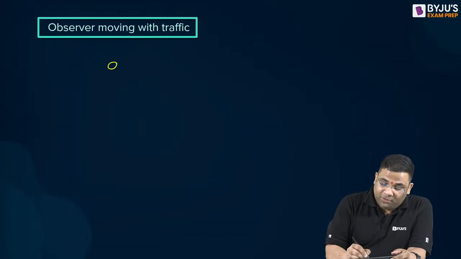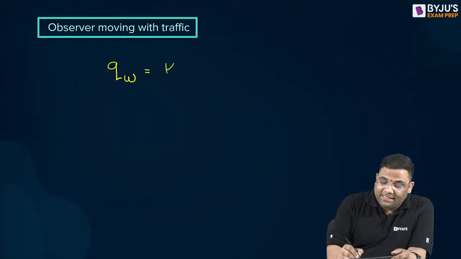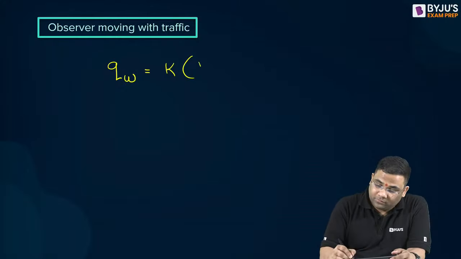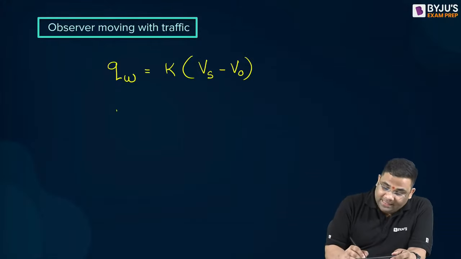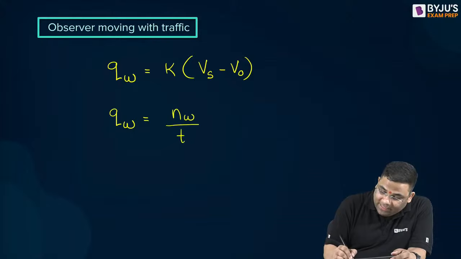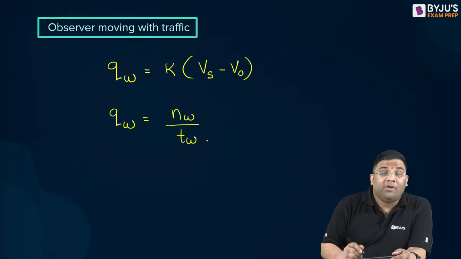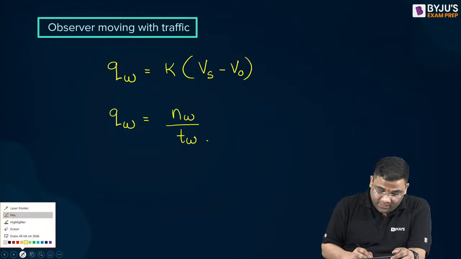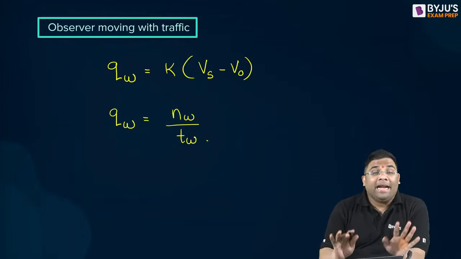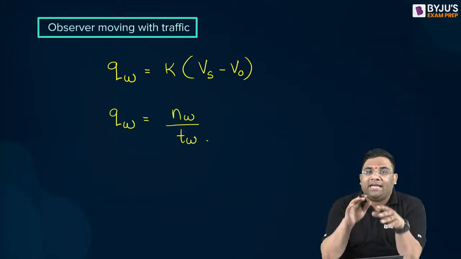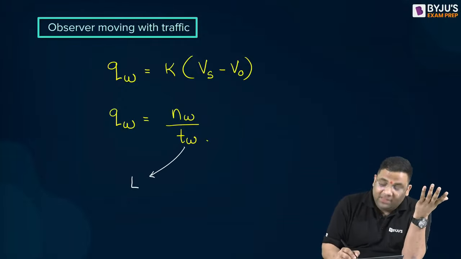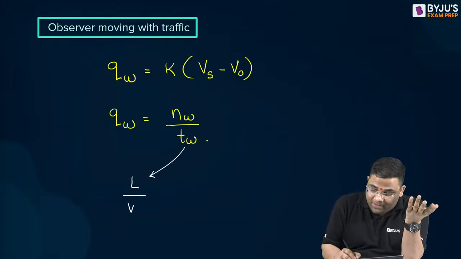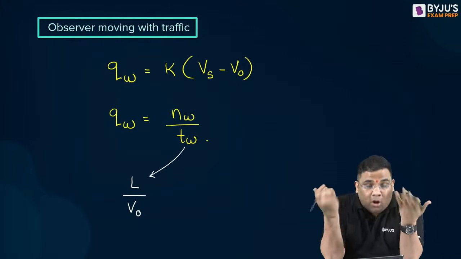First formula was density into VS minus V naught. And then NW by TW, which applies when you're moving with the traffic. TW was the time of observation when you're moving with the traffic, and that was the length for which the observation was done divided by the velocity of the observer.